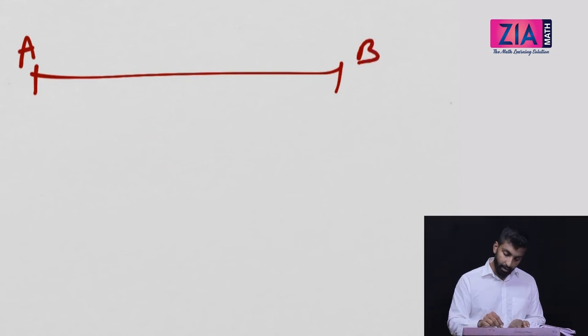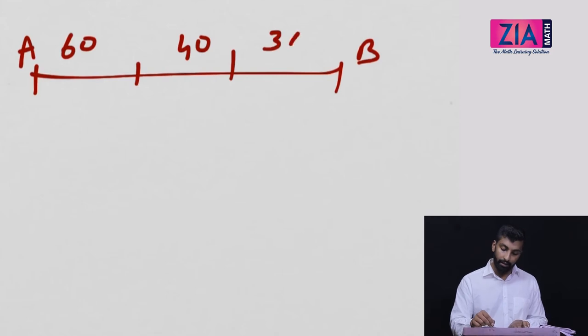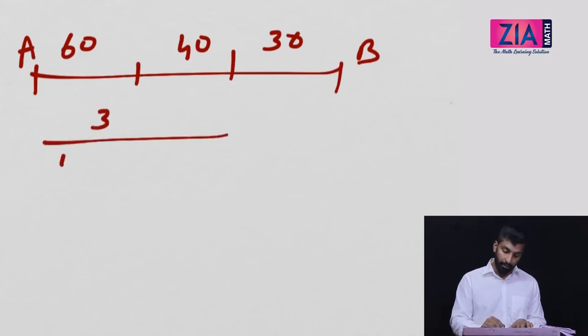Or they can ask you like this. You need to travel from A to B. First one-third at 60, second one-third at 40, third one-third at 30. Now you have 3 speeds. You need to take the average. You cannot simply take the average. Here you need to take the harmonic mean, that is nothing but 1 by 60 plus 1 by 40 plus 1 by 30.